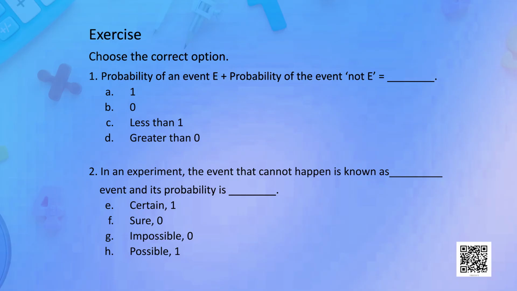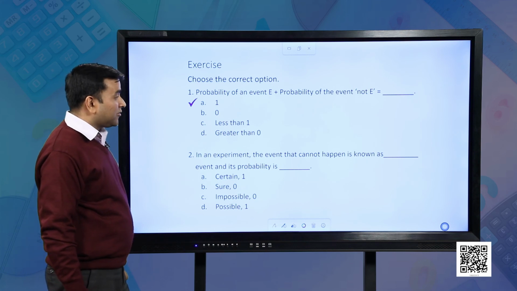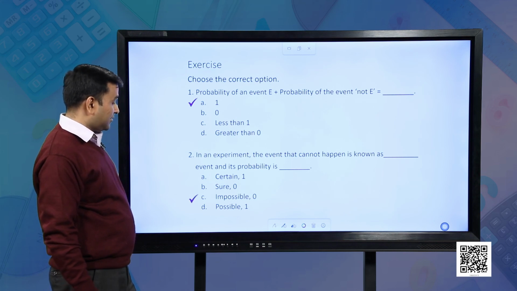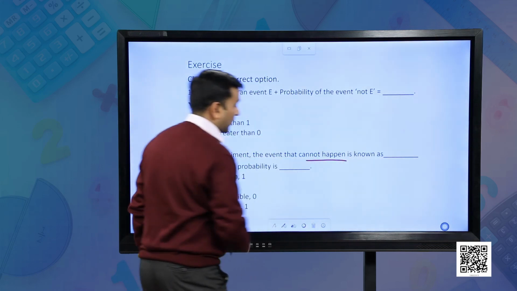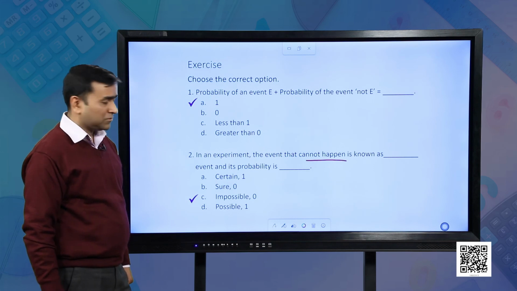Now that we have studied so much, let us do an exercise. Question 1. Probability of an event E plus probability of an event not E is equal to dash. What is it? Yes, you are correct. It is 1. Question 2. In an experiment, the event that cannot happen is known as dash event and its probability is dash. Yes, this is an impossible event. The event that cannot happen is an impossible event and its probability is of course 0.